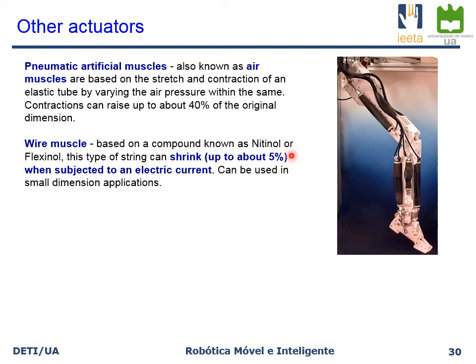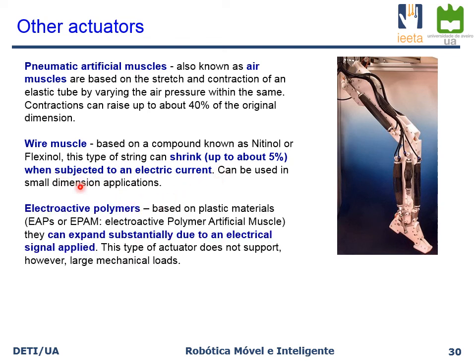Of course, in this case, we are actually using electricity as primary energy, and the way we produce the shrinking of this material is by subjecting it to an electric current. This can be used in particular in very small dimension applications.